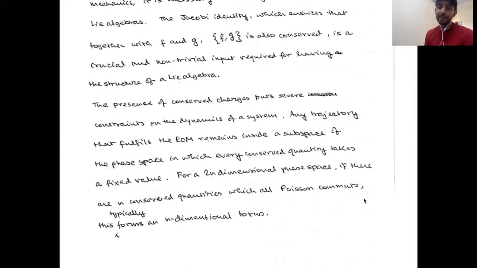If in a 2n-dimensional phase space there are n such quantities which all Poisson commute, these typically form an n-dimensional torus. So again, this is a little more advanced than you'd want to go. But the message that you want to take home from this part is that for understanding Hamiltonian mechanics, it's very important to understand Lie algebras.